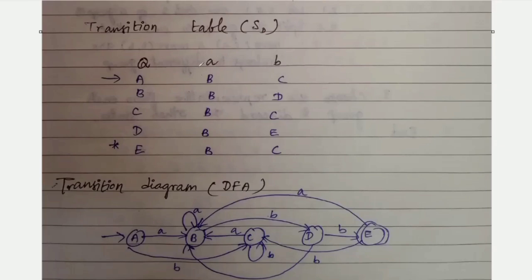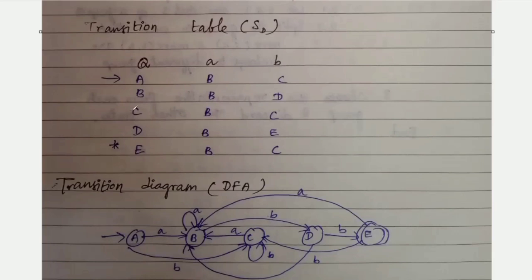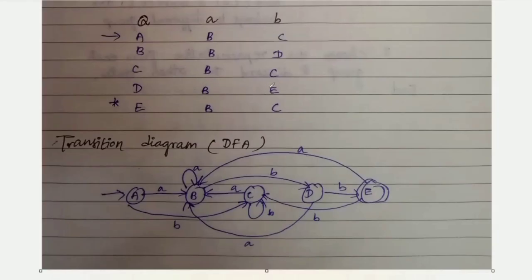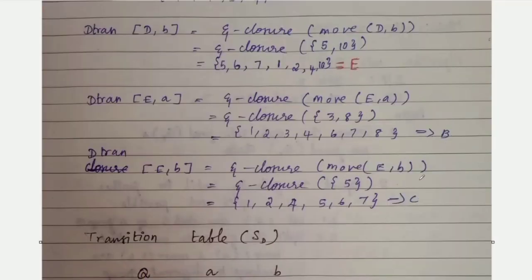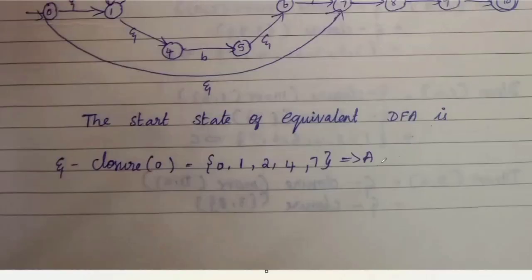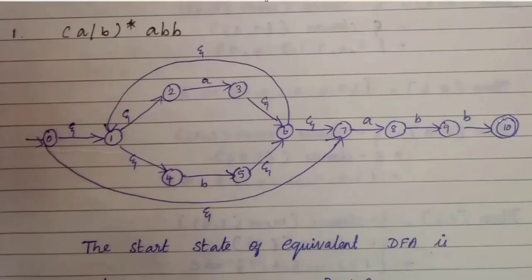State B, looking at input symbols A, B, reaches B, D. Write B, D. State C, seeing input symbols A, B, reaches B, C. Write B, C. From state D, on input symbols A, B, reach B, E. Here you write B, E. From state E, seeing input symbols A, B, reach B, C. Write B, C. In the given transition table, A is our starting state, E is our final state because it is an accepting state since it includes NFA state 10.